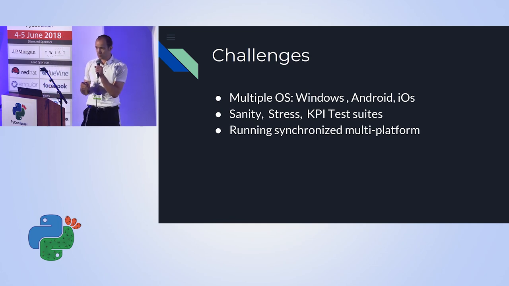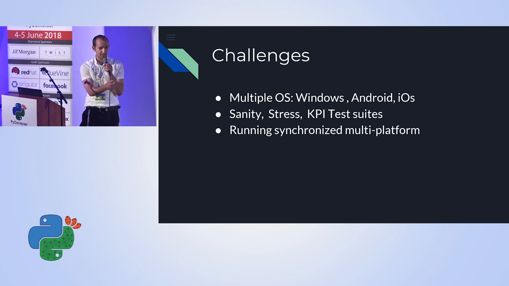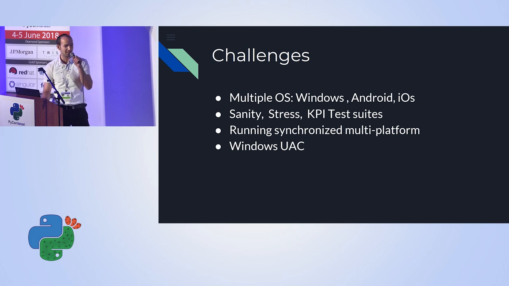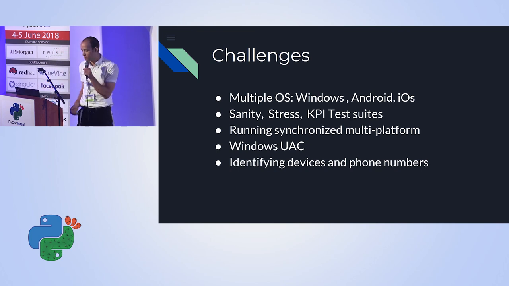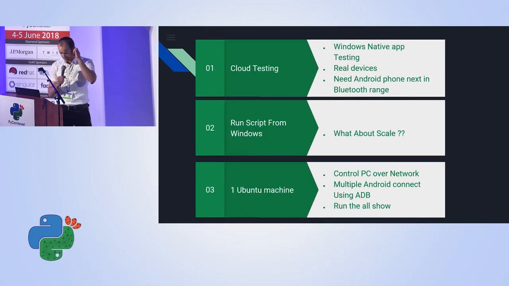If you want to test an outgoing call, for example, we need to make the call from the phone and check and assert on the PC that the phone is calling. So we need to synchronize it. We also need a Windows user application controller that blocks automation, and to identify phone numbers on real devices, image processing, and we get all of that. So let's build an infrastructure for it.